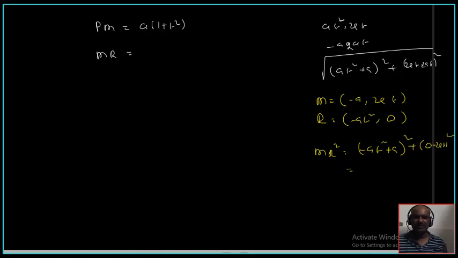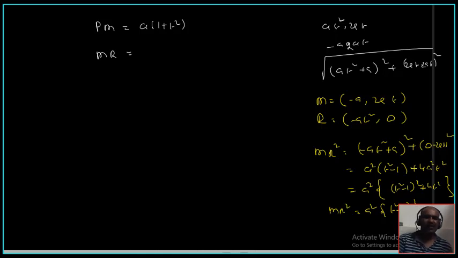Which is the same as a square taken common: t square minus 1, plus 4 a square t square. Take a square common. What happened? t square minus 1 whole square plus 4t square. This is in the form of a minus b whole square plus 4ab, which is a plus b whole square, the same as t square plus 1 whole square. This is MR whole square. But I want MR. MR means a into 1 plus t square.